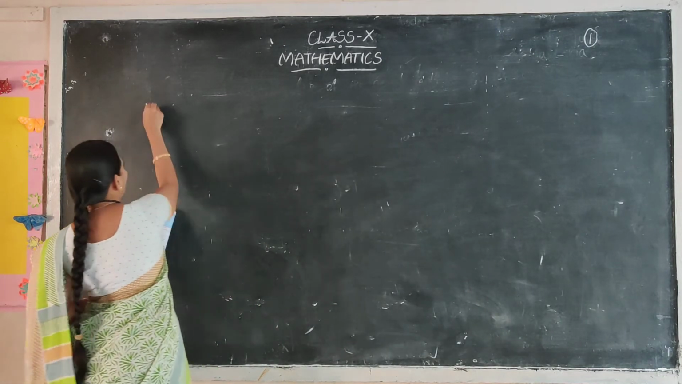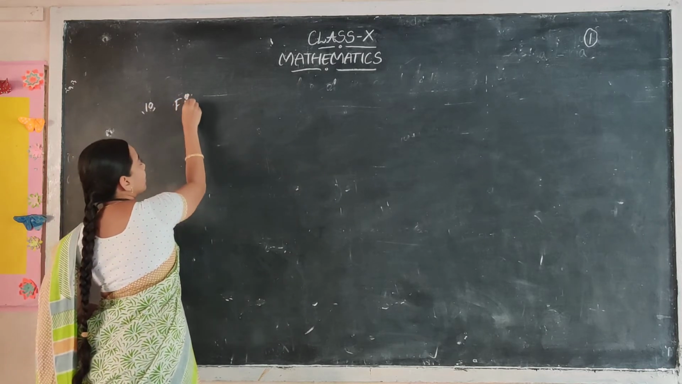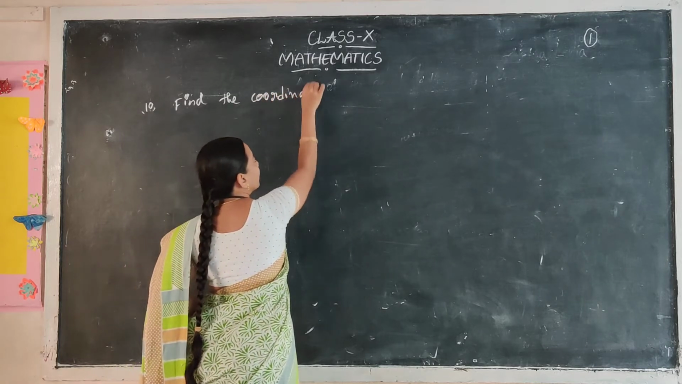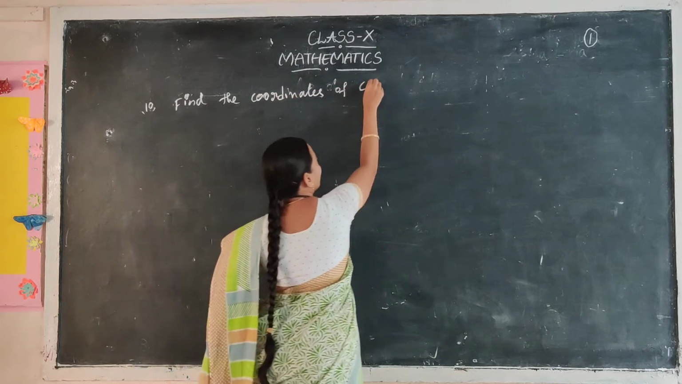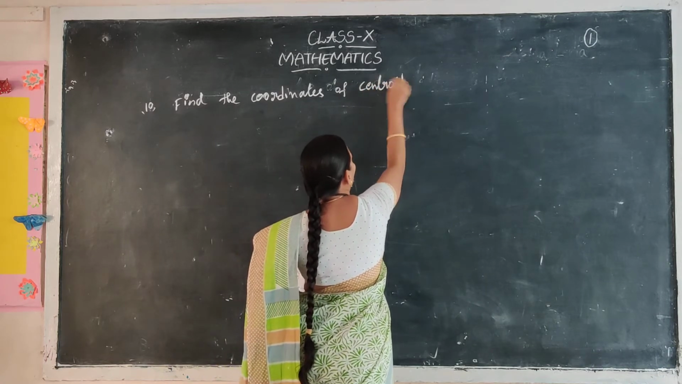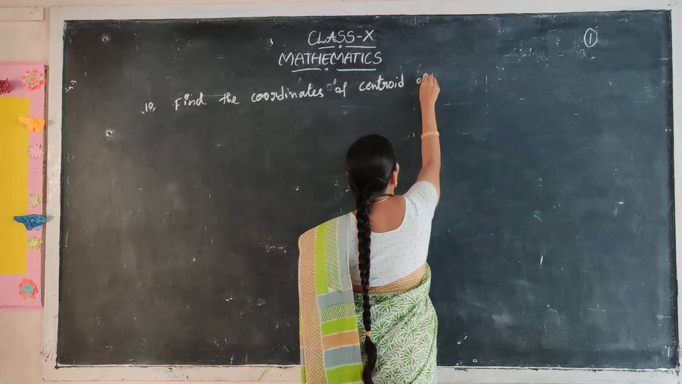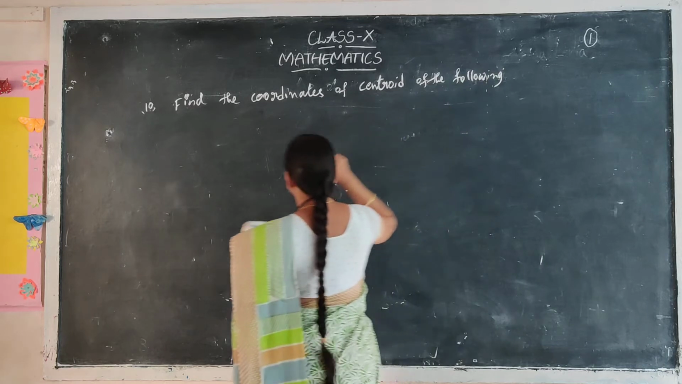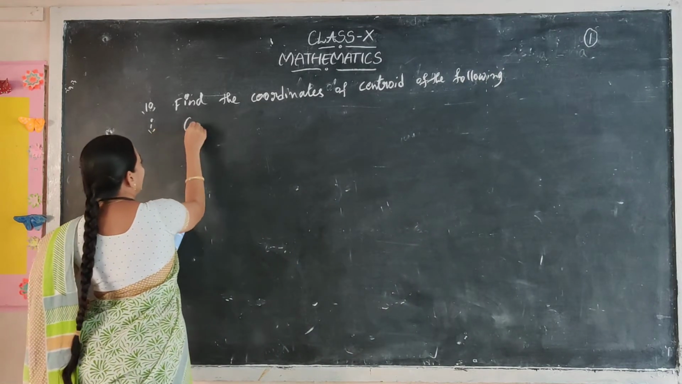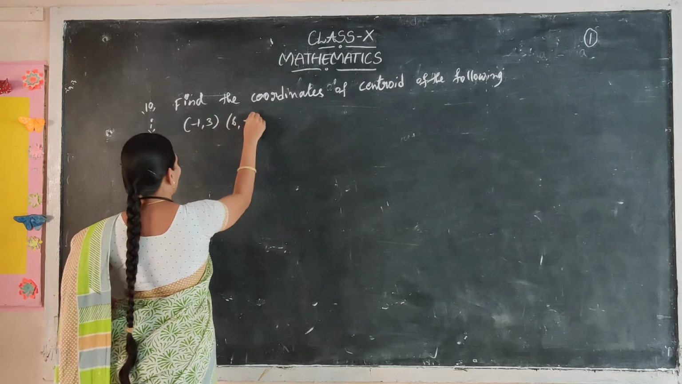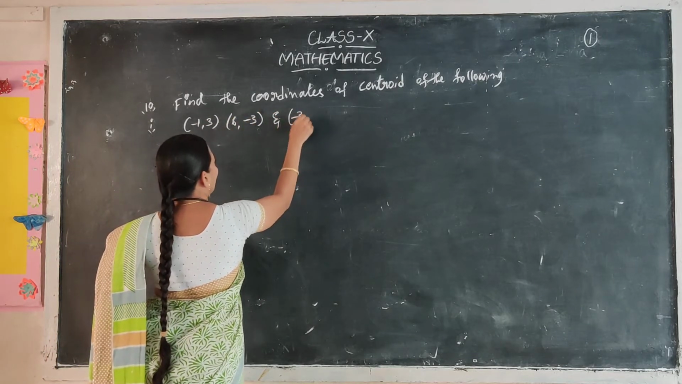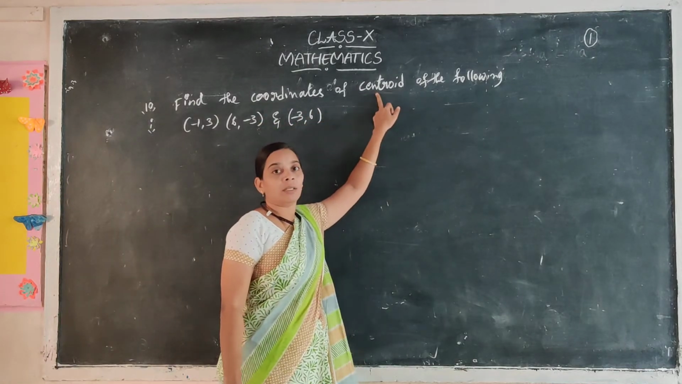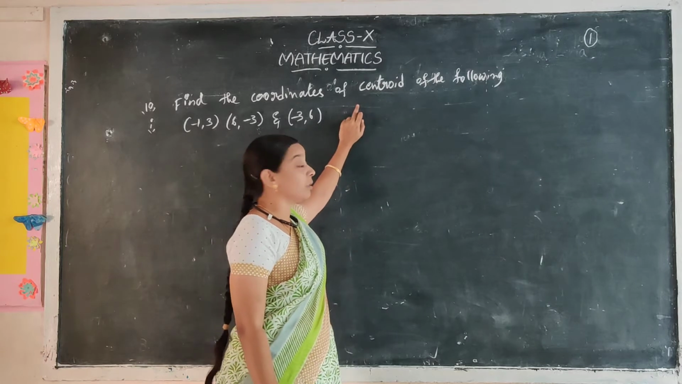Next is Roman number 10. Find the coordinates of centroid of the following. So the first question is minus 1 comma 3, 6 comma minus 3 and minus 3 comma 6. Centroid, this is an important question. This is a 1 mark or half mark bit.